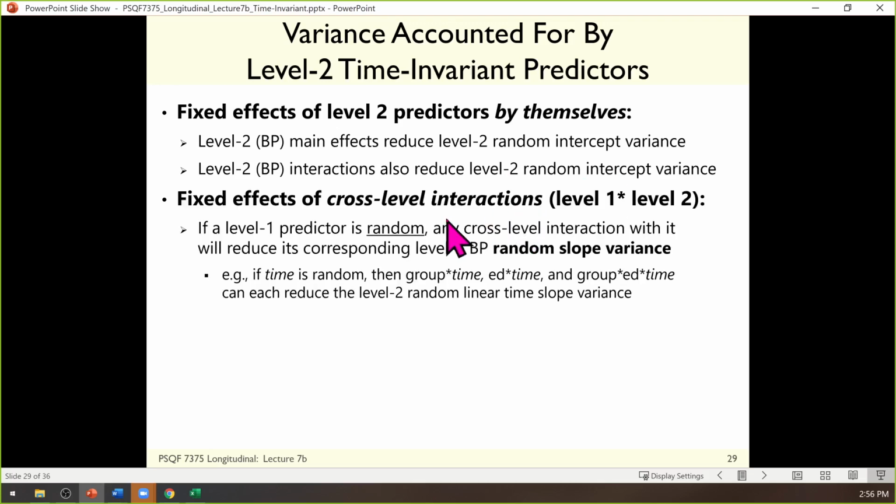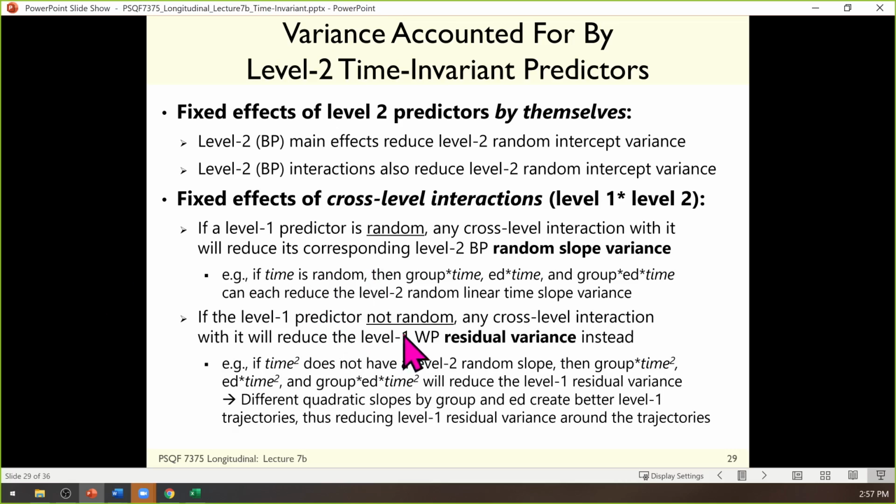What happens to cross-level interactions depends on what is in the model with respect to the level 1 predictor within the cross-level interaction. So if that level 1 predictor is random, then that cross-level interaction explains that corresponding random slope variance. So like if we had linear time as being random, then group by time, education by time, group by ed by time, all of those things predict the random time slope variance at level 2. So random trumps fixed. Yes, it does. I believe I said that at one point in the semester. But yeah, it does. Random trumps fixed.